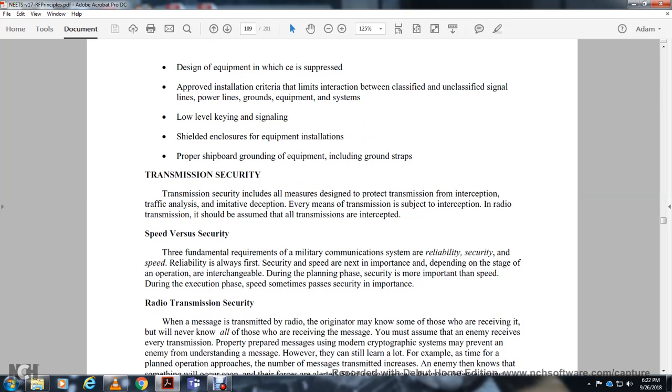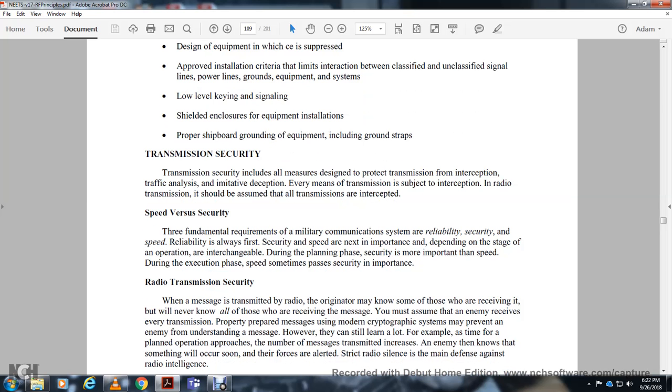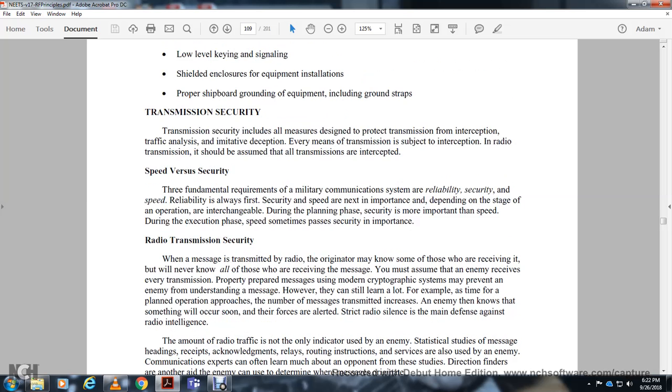Speed versus security. The fundamental requirements of military communications are reliability, security, and speed. Reliability is always first. Security and speed are next in importance, depending upon the state of the operation, and are interchangeable. Security is more important during the planning phase, but speed is more important during the execution phase. Speed sometimes passes security in importance.